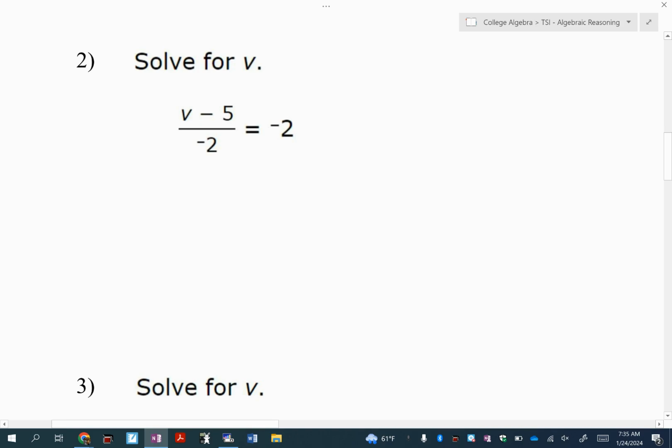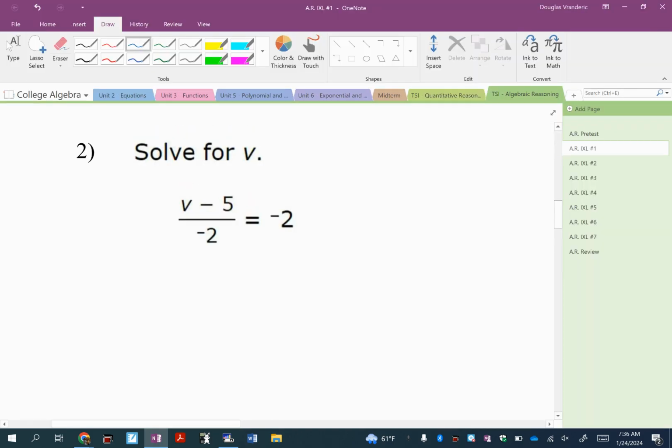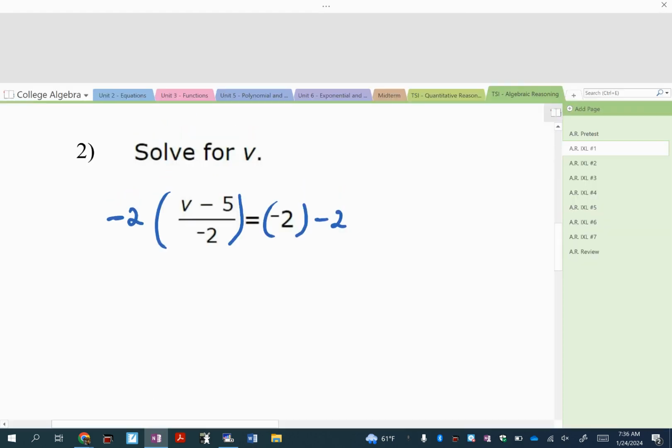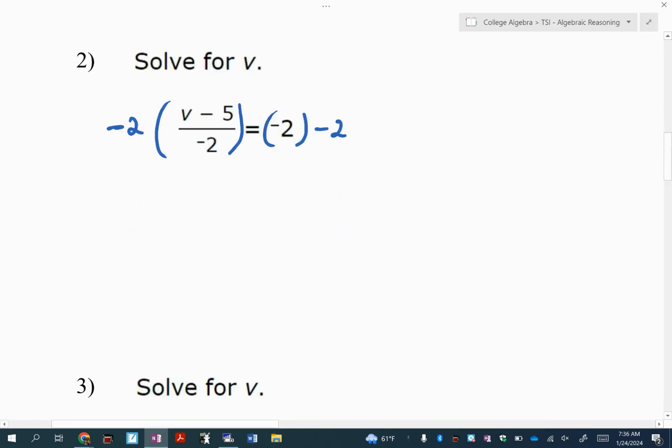Some teachers might have you write this right side as a fraction, and then it would become a proportion. And to solve a proportion, you can multiply diagonally and set those cross products equal to each other. It wouldn't be a day without that word. So we're going to multiply both sides by negative 2. Just want to make sure we're all on the same page here. It's just a coincidence that this negative 2 happens to be the same as that, right? That won't always be the case.